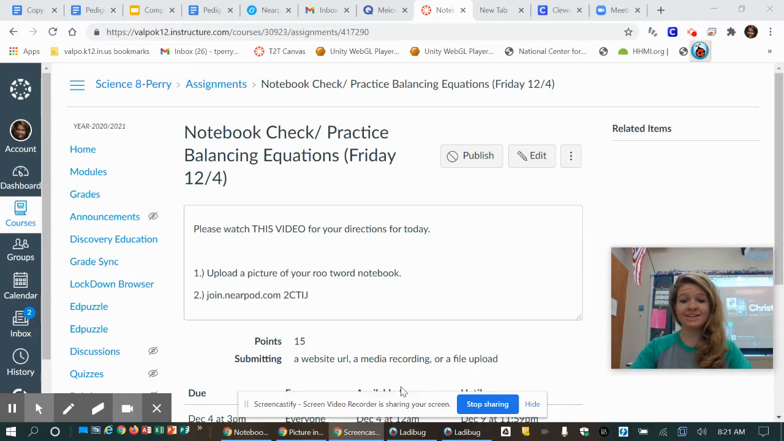What we're going to do today is, it is a Friday, which means we are going to do that root word notebook check. So be sure to take a picture of your root word notebook. You should have 40 terms in there by now, okay? Please take a picture of your root word notebook. Make sure I can see all 40 terms and upload that as your assignment. That is going to be a quiz grade, so make sure that you get that in to get your points.